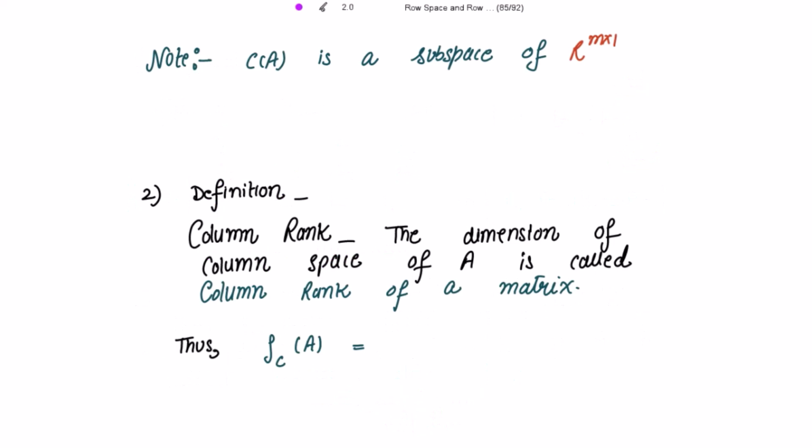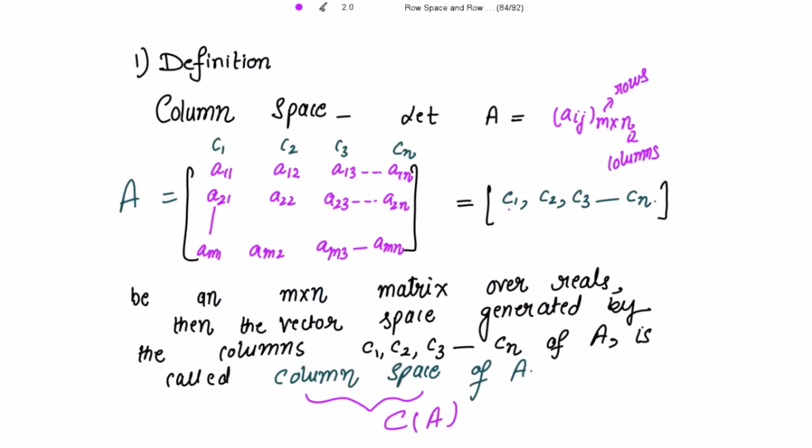Please note over here, the column space of A is a subspace of the R m by 1 vector space, right? This is a vector space having m rows and 1 column only, right? Why is it a subspace of this vector space? Because each column of matrix A consists of m real elements, right? So each column has m real elements of matrix A.